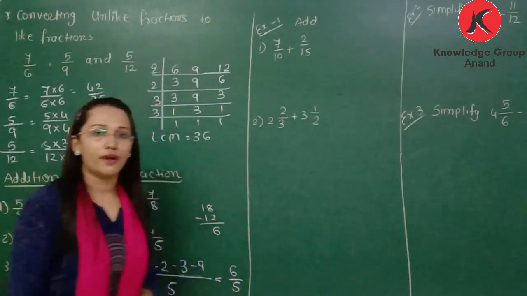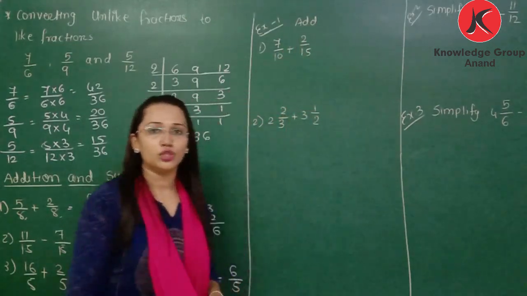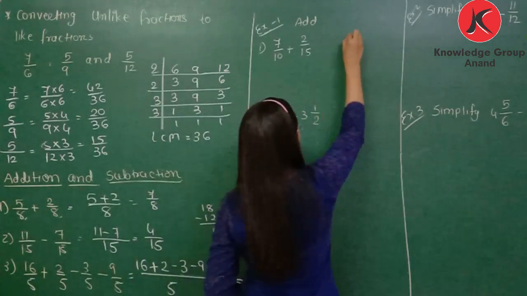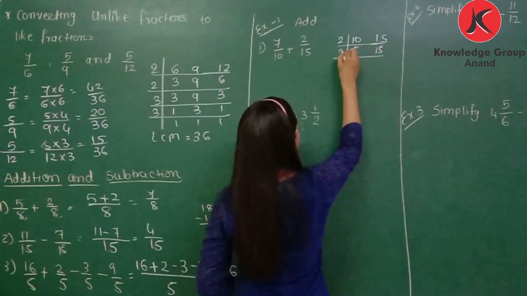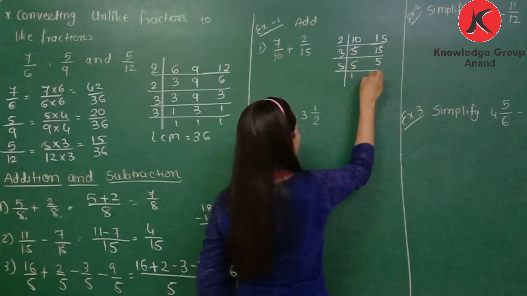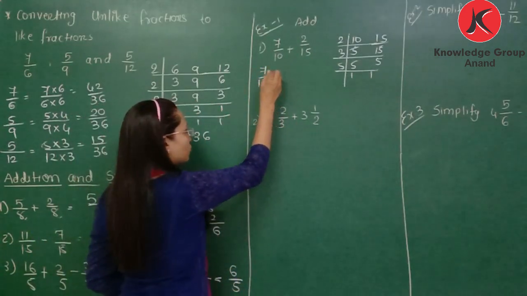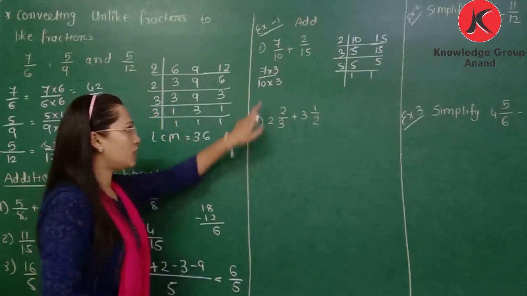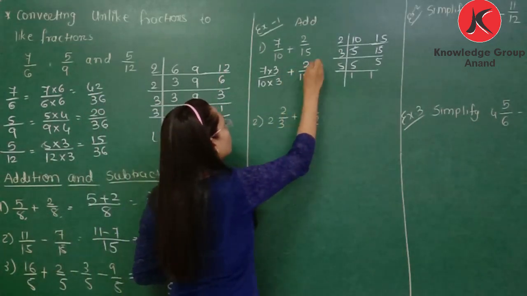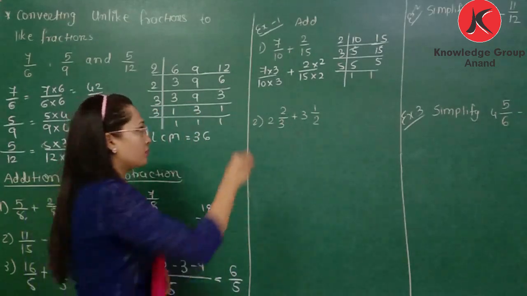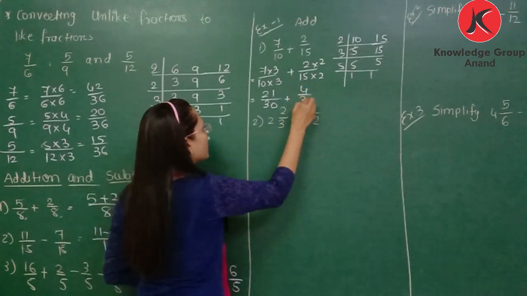Then let's take some examples of addition. So here the first example is 7 by 10 plus 2 by 50. So here you need to take the LCM of 10 and 50. So 2 5s are 10, then 5 5s are 25 and 5 is 5. So the LCM is 50. So here 7 by 10 needs to be multiplied with 5. If we want 50 here, we need to multiply 10 with 5. So same in the numerator. 2 by 50 is multiplied with 1 to get 50.